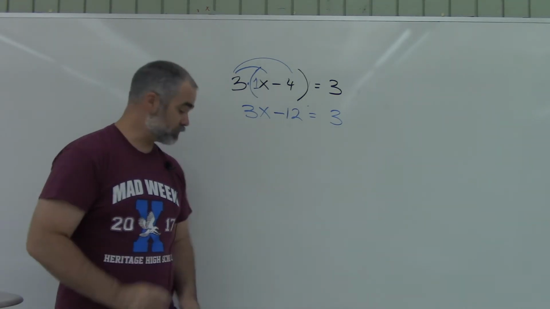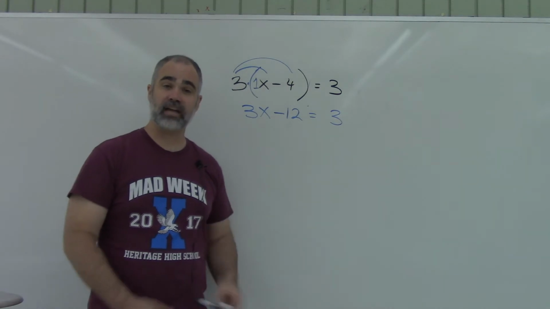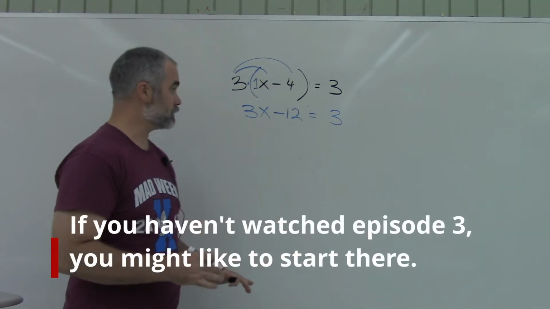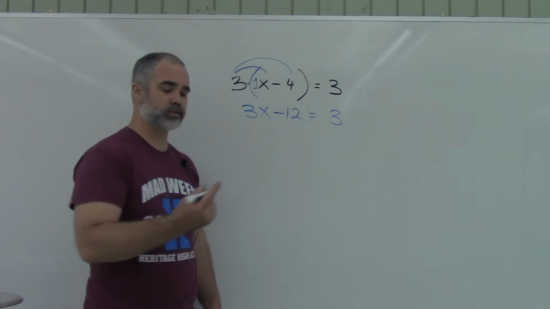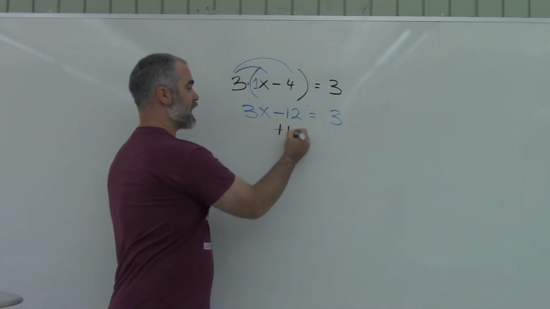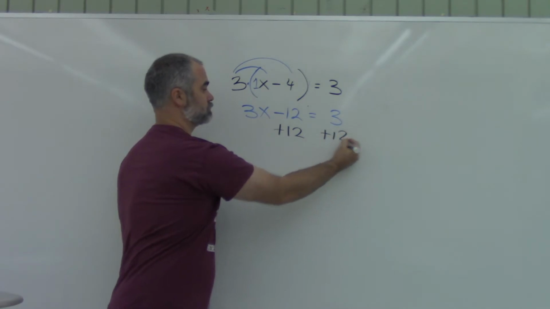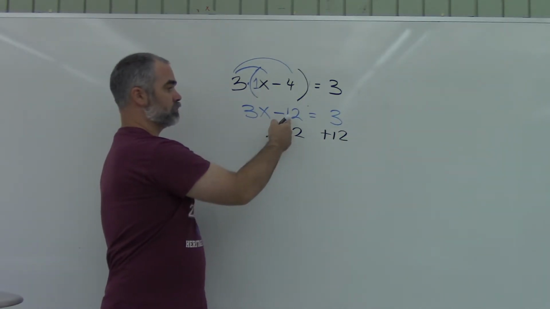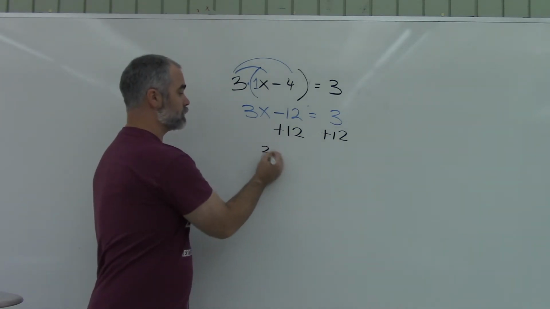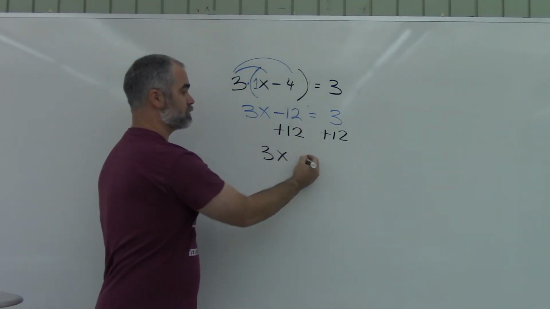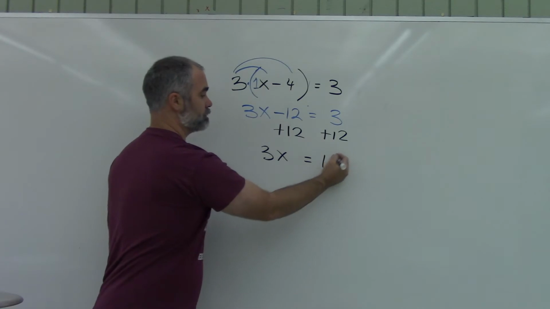Remember, try to save your multiplication and division until the very end if you can. So what I'm going to do here is start with this minus 12 or negative 12. The opposite of subtracting 12 is adding 12. Minus 12 and plus 12, those cancel out. It makes a 0. I don't usually write that down. It leaves me with 3x. Write the equal sign. 3 plus 12 is 15.